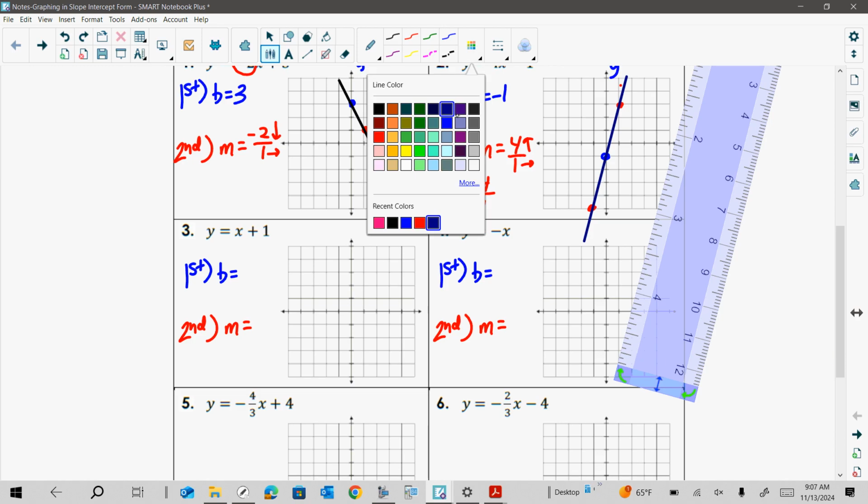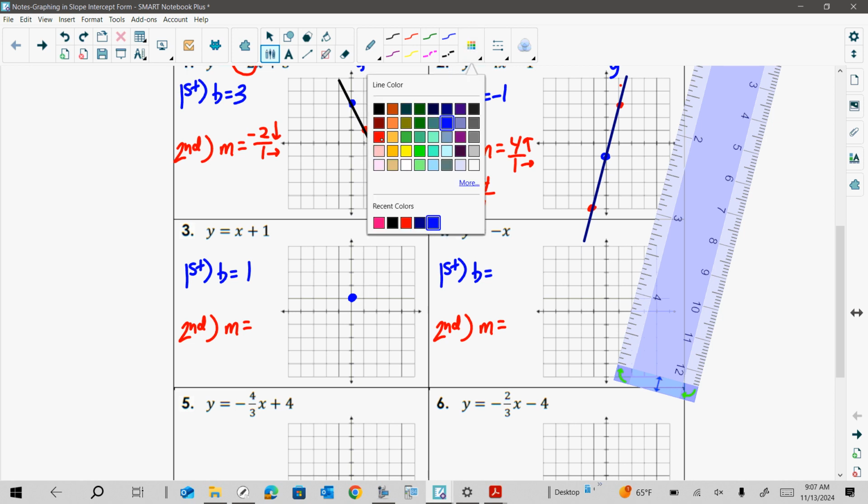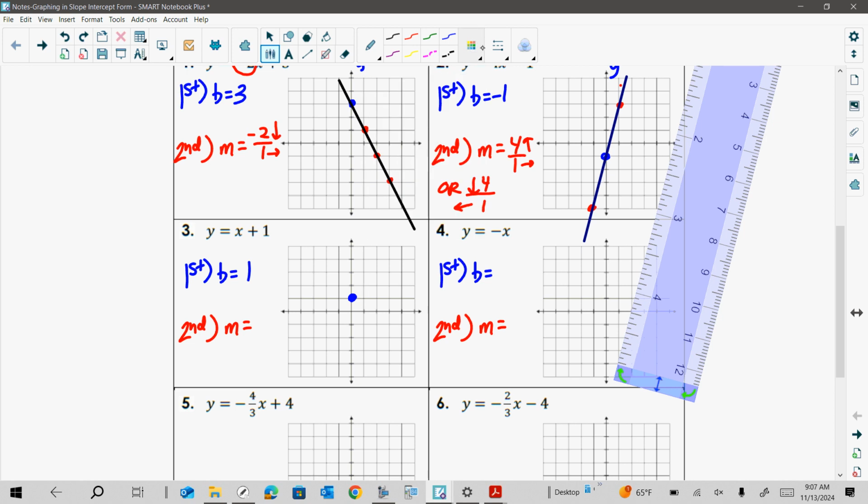All right, so on number 3, what's the value of b here? 1. Okay, so that means we start on the y-axis, point at 1. Now, let's see if you can recognize the m to indicate how we're going to move. What's our m here? Remember that invisible 1 right here that we don't see? We don't use the 1, so our m is 1. So how am I moving if my slope is 1? Up 1, it's like 1 over 1. So up 1 to the right 1.